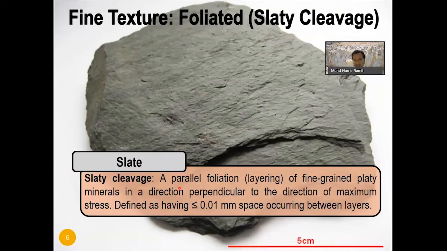In slaty cleavage, parallel foliations are layering of fine-grained slaty minerals in the direction perpendicular to the direction of maximum stress, defined as having less than 0.01 mm, very small space occurring between the layers.